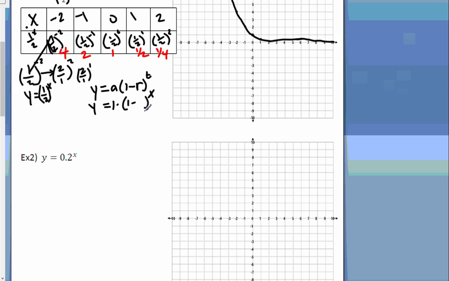Now this is where you have to be careful. We know that the base number is a half. So what I need to do is say 1 minus what number is a half? Well, probably a half. So 1 minus a half is a half, right? 1 minus a half is 1/2, so there's my rate. So my a number is 1, my r number is a half, and my t is x.